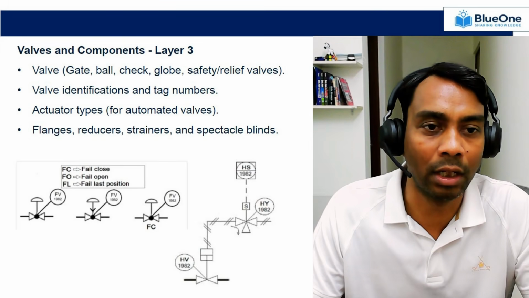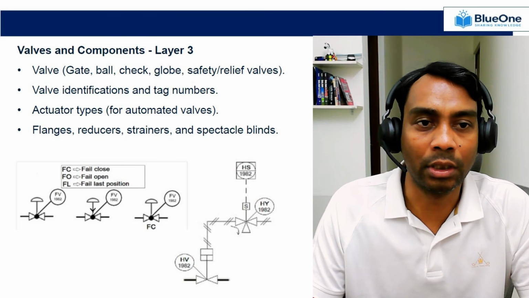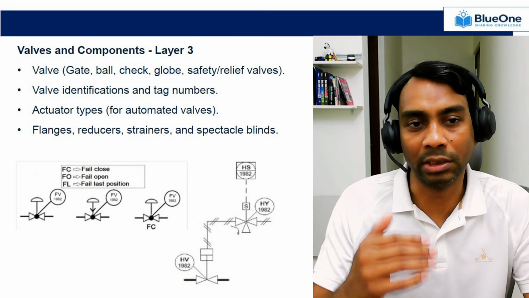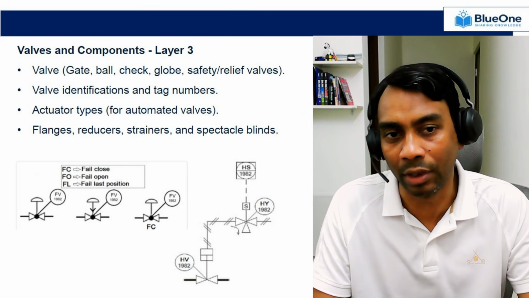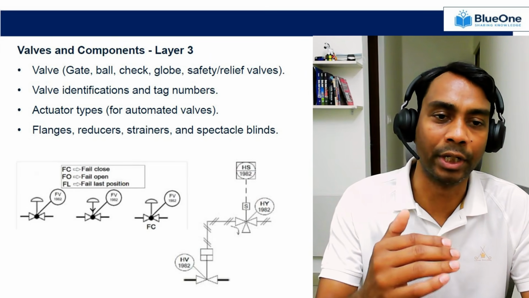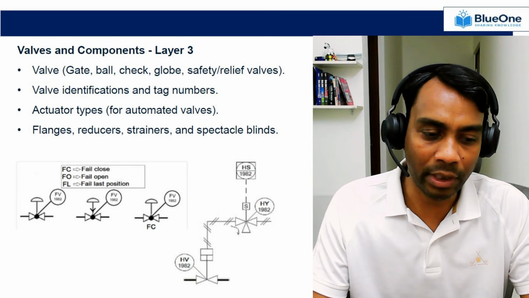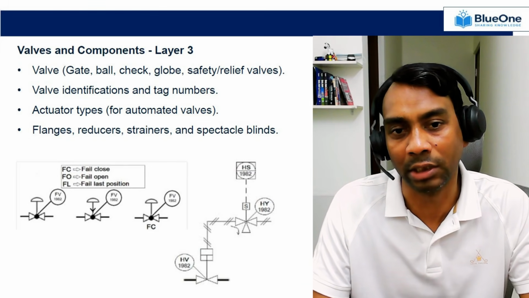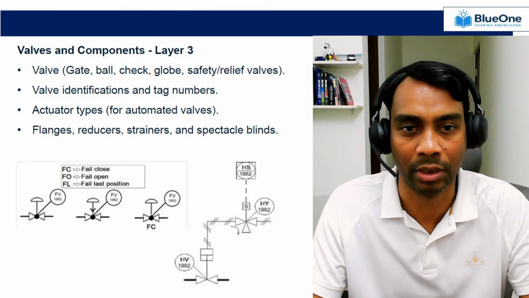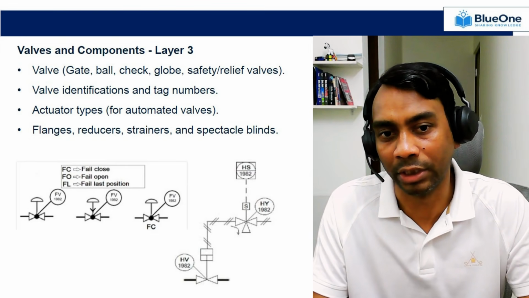Specifically for actuator valves, you will see there is additional information. For example, fail close, fail open, fail last position. So it will be indicated under the valve. Same way for many manual valves, you will also see car seal open, car seal close, additional information for a specific scenario where it is required.